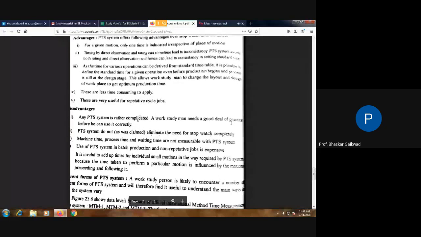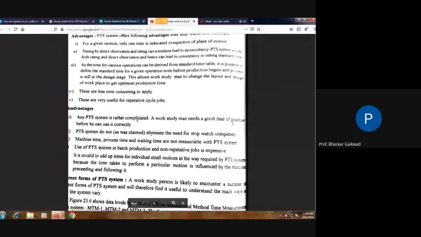Disadvantages: first, any PTS system is rather complicated. The work study man needs a good deal of practice before he can use it correctly. Means it is actually easy, but without knowledge, without study of this process, it will become complicated. So we require a little bit of practice for this type of motion we need to apply on the shop floor. Without practice, it is very critical. This is actually a disadvantage.